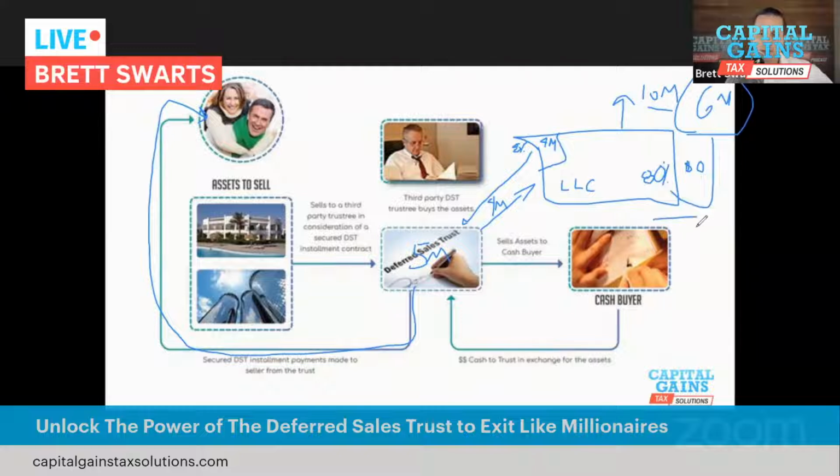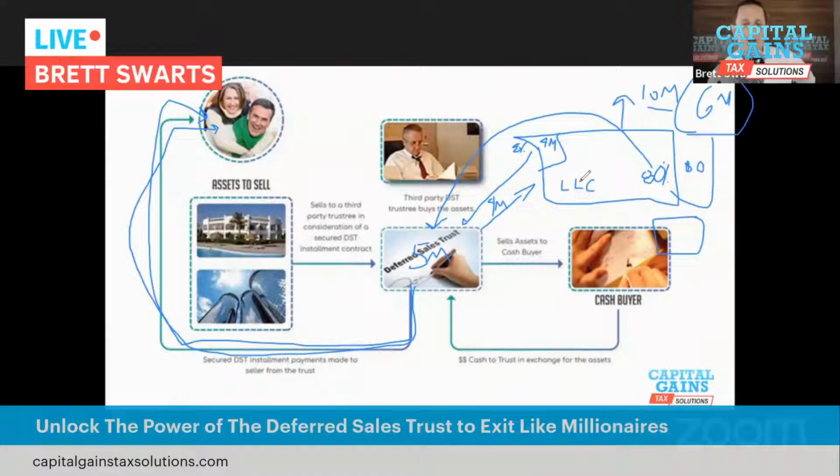80% of the 6 million can go to you, of which you can add that to another promissory note. The other 20% goes to the trust, which, depending on how much has been returned, is going to pay you. So yeah, there's a creative way to do that. All tax deferred. There's a lot of arrows there, a lot going on, but yeah, that's the deferred sales trust.